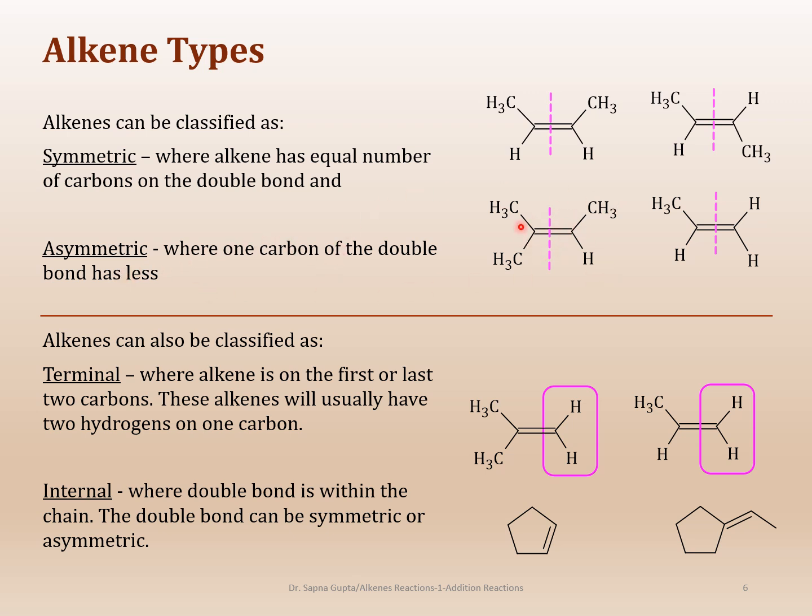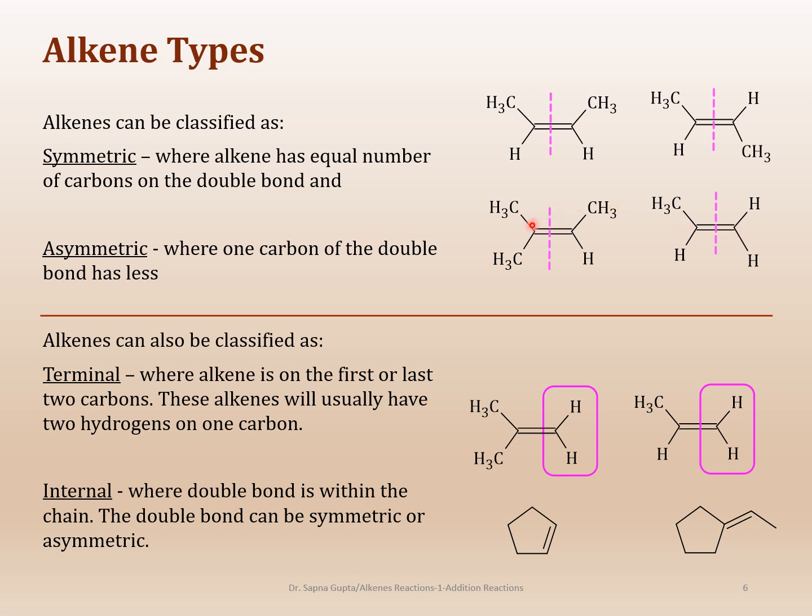Asymmetric is when the double bond has different numbers of carbons and hydrogens on it. If you look at the examples I've given here, on the first double bond I have 3 carbons over here but 1 hydrogen. So these 2 carbons are not the same, right? This carbon has 2 carbons on it. This one has 1 carbon and 1 hydrogen on it. Similarly, this one is different because these 2 carbons are different.